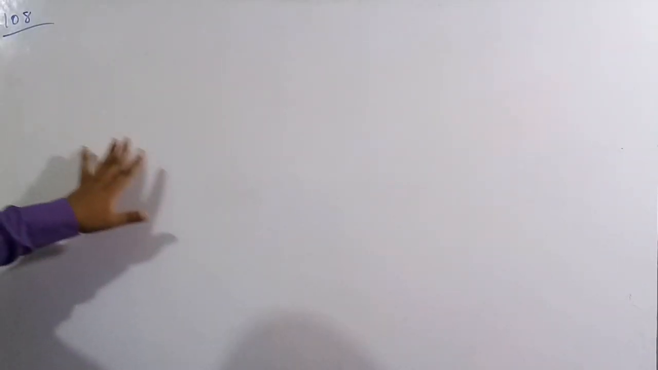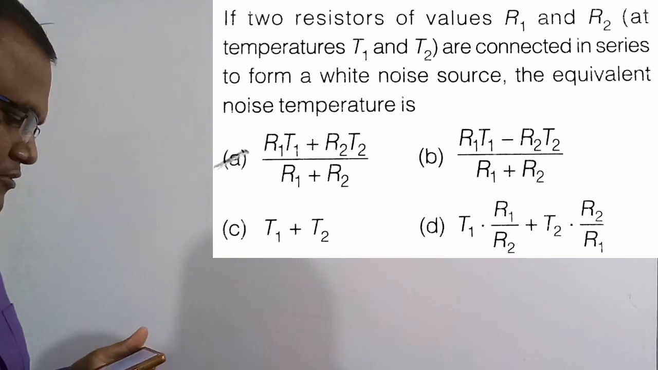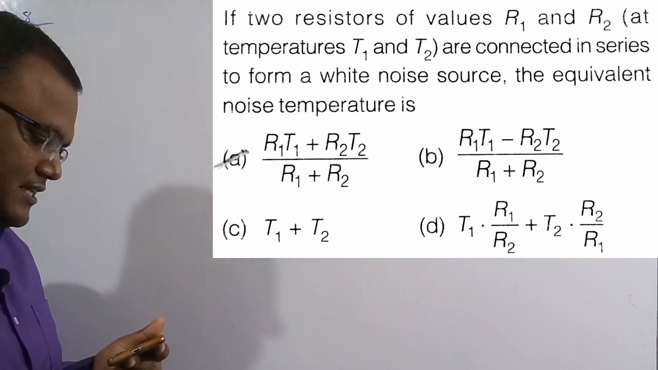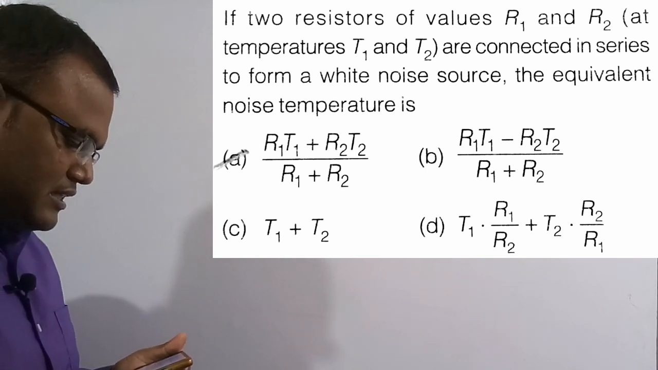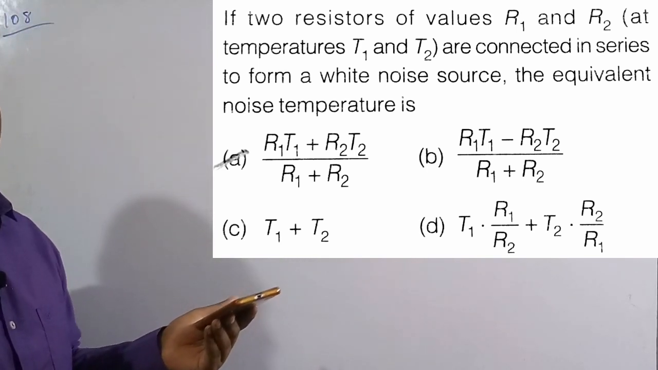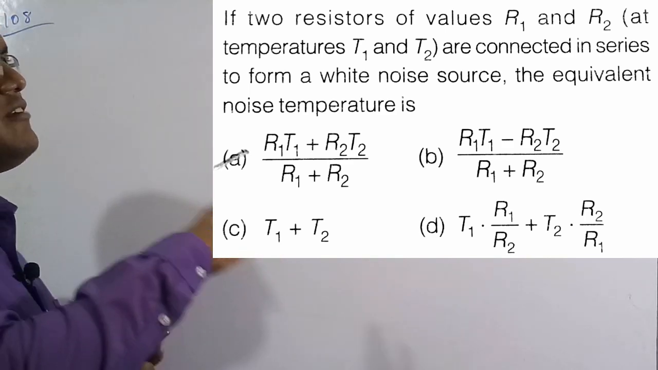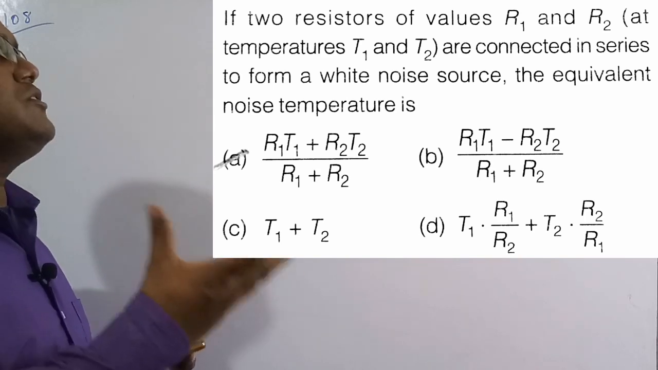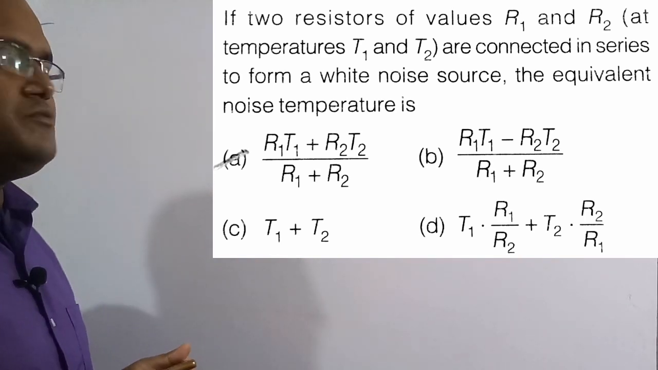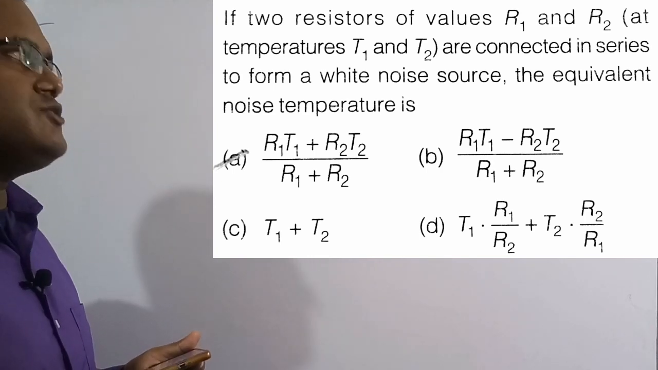Now we are going to solve the 108th question. If two resistors of values R1 and R2 at temperatures T1 and T2 are connected in series to form a white noise source, what is the equivalent noise temperature? Suppose there are two resistors connected in series at temperatures T1 and T2. We need to figure out how much equivalent noise temperature this combination has. Of the four options, option A is the correct solution of this question.